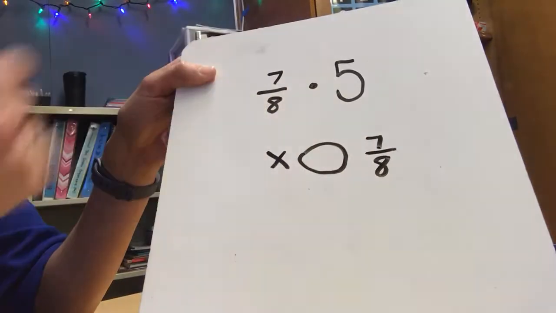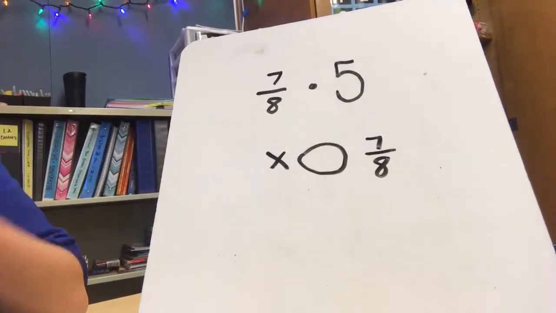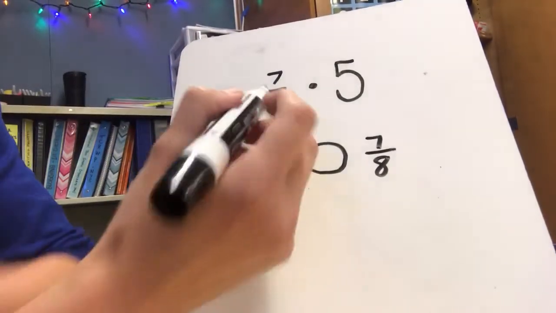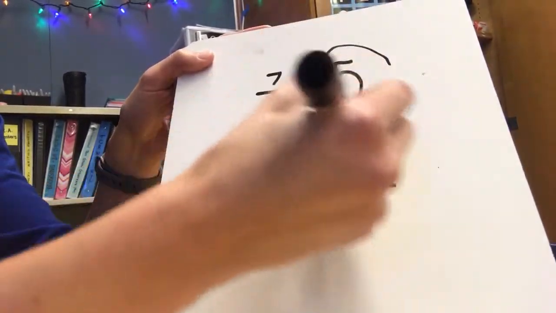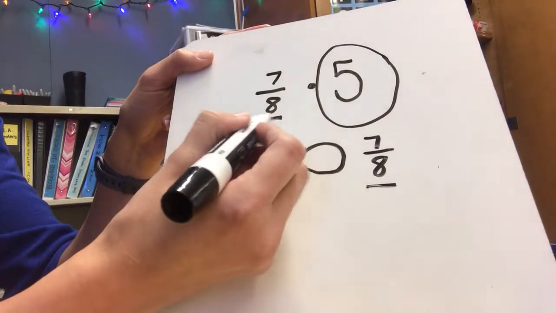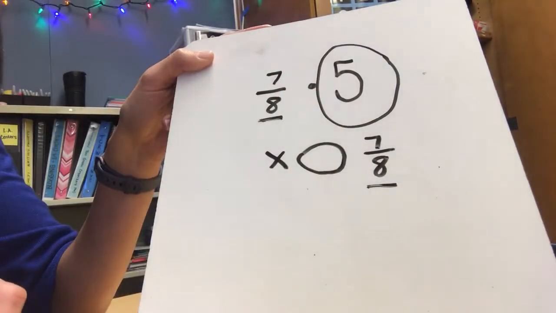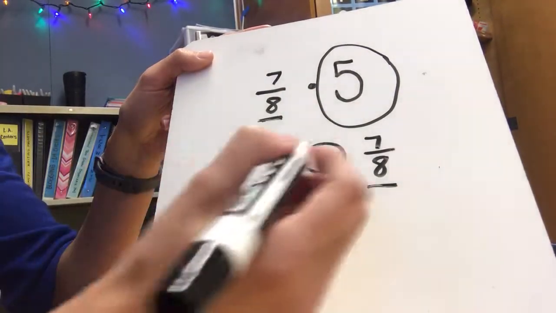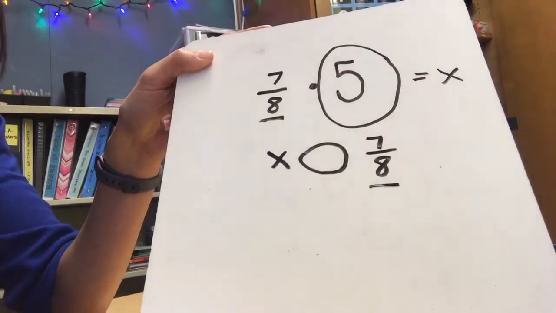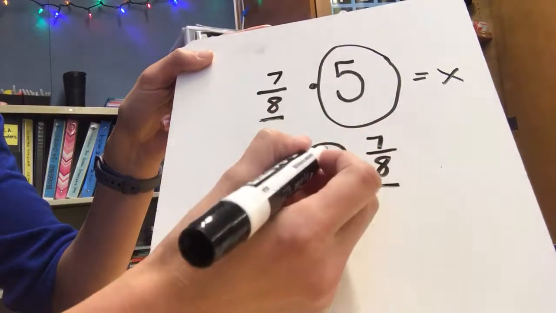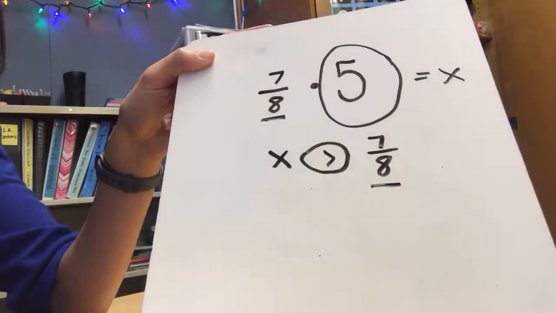Let's flip it and do the first factor. So here I'm underlining the one that matches, and we're going to look at the one next to it. So 7/8 is being multiplied by a 5, and that 5 is greater than 1. So x, when we solve this, is going to be greater than that 7/8.